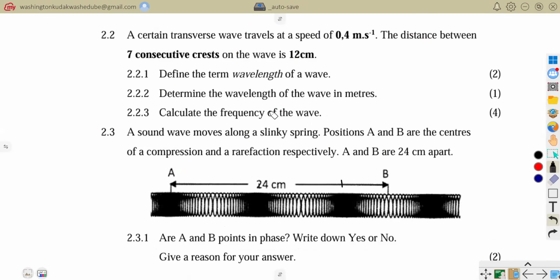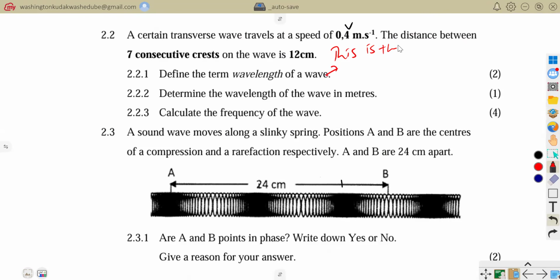Now let's go to 2.2. 2.2 is saying a certain transverse wave travels at a speed of 0.4 meters per second. So this is the speed of the wave. The distance between the 7 consecutive crests on the same wave is 12 centimeters. And they are now saying, define the term wavelength of a wave. What is the wavelength of a wave? This is the distance between 2 consecutive or successive points that are in phase.